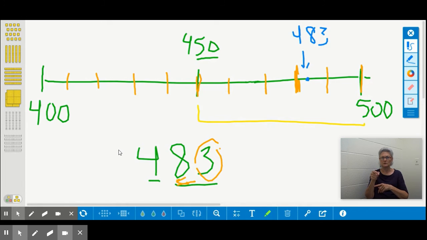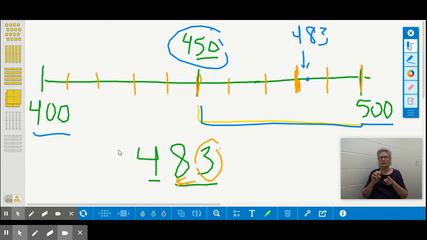483. Now, the goal was to round to the closest 100. So I'm deciding, is it closer to 400 or to 500? When I'm looking at my picture here, I notice again that it is on this side of 450, which means that it's then closer to 500. So if I was rounding, I would say there are about 500 students in the school.